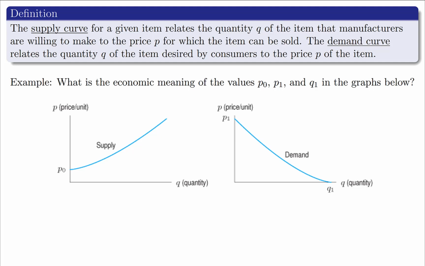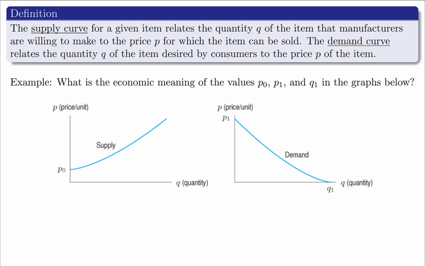The idea of a supply curve is that given a price that the item can sell for, manufacturers are willing to create a certain amount of that product. The higher they can sell it for, the more they're willing to make. The demand curve is related to the consumer. Based on the price that the item will cost them, consumers will want so many of this item. The higher the price, the fewer people will want it.